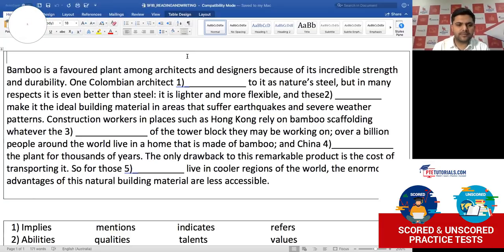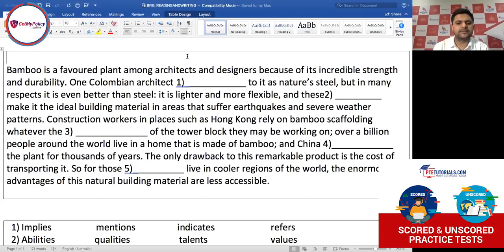Over a billion people around the world live in a home that is made of bamboo, and China blank the plant for thousands of years. The only drawback to this remarkable product is the cost of transporting it. So for those who live in cooler regions of the world, the enormous advantages of this natural building material are less accessible.